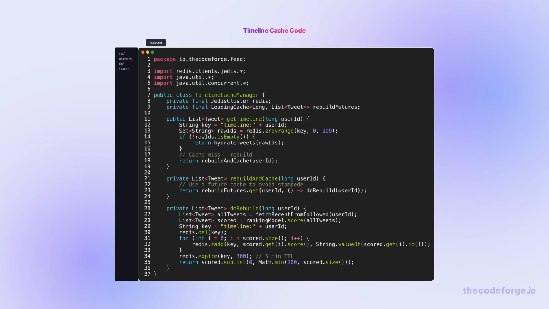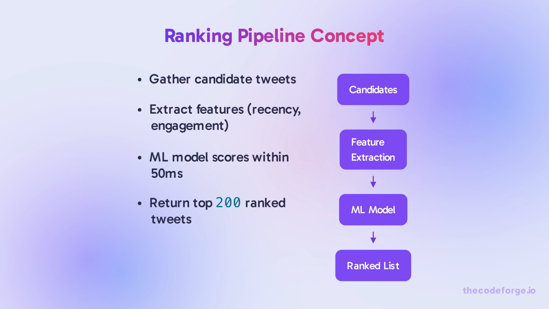This code manages the timeline cache. On a cache hit, it returns the top 200 tweet IDs. On a miss, it rebuilds the timeline by fetching recent tweets from followed users, ranking them, and populating the cache with a 5-minute TTL. Ranking turns a chronological list into a personalized feed.